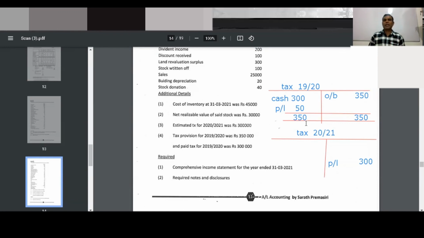Now you can understand, tax account debit. Here you can see tax account debit. Look at that, tax account debit 50. Here tax account credit 50. Tax account credit, PL debit. Here tax account debit, PL credit. PL credit means this is how you have to show it in the income statement.